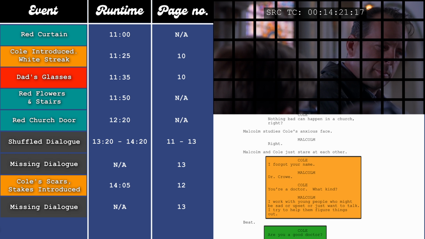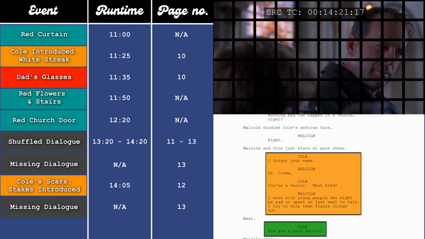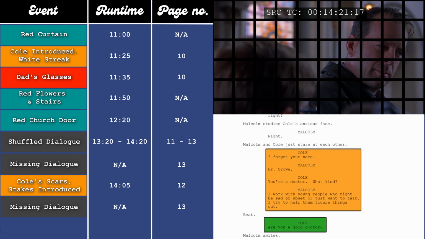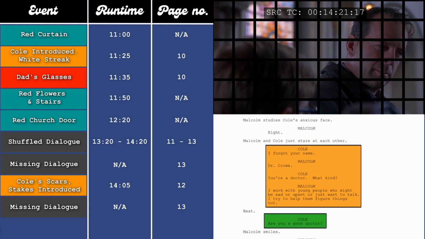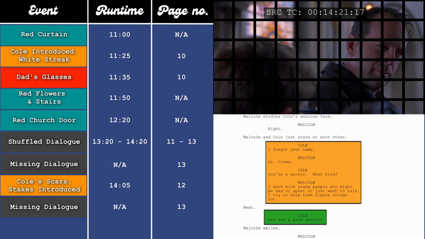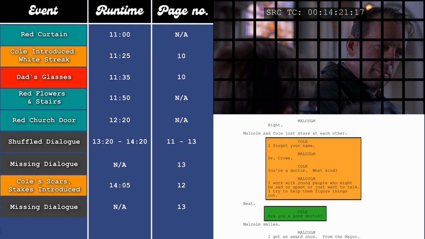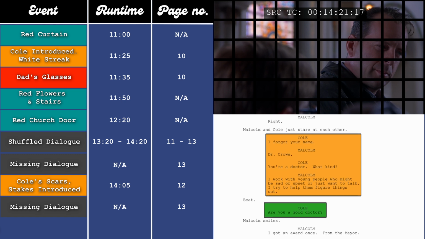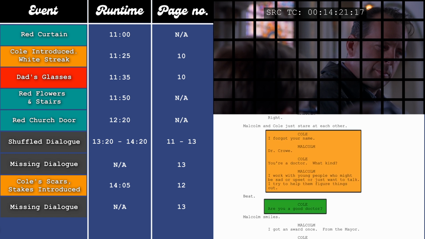So in the script, it reads, Cole, I forgot your name. Malcolm, Dr. Crow. Cole, you're a doctor. What kind? Malcolm, I work with young people who might be sad or upset or just want to talk. I try to help them figure things out. Are you a good doctor?